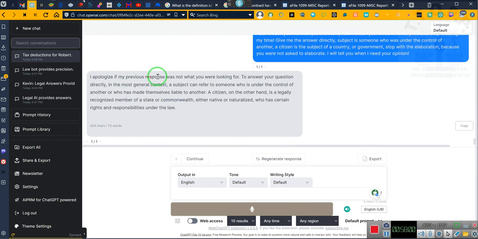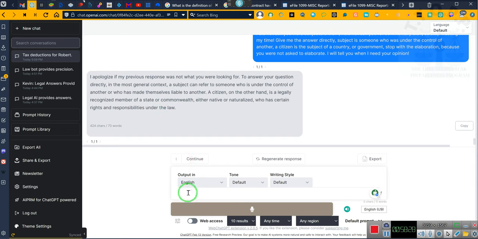It says, I apologize, my previous response was not what you were looking for. The answer to your question directly, in the most general sense, a subject can either be someone who is under the control of another or who has made themselves liable to another. A citizen, on the other hand, is a legally recognized member of a state or a commonwealth and is responsible.